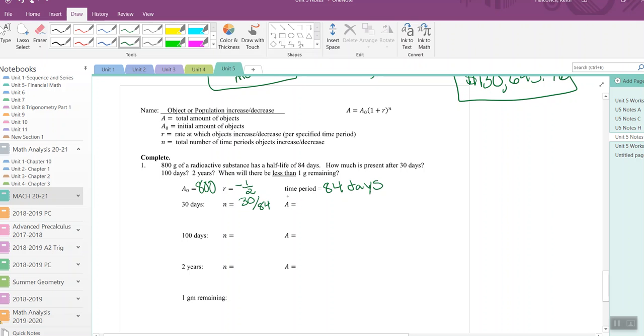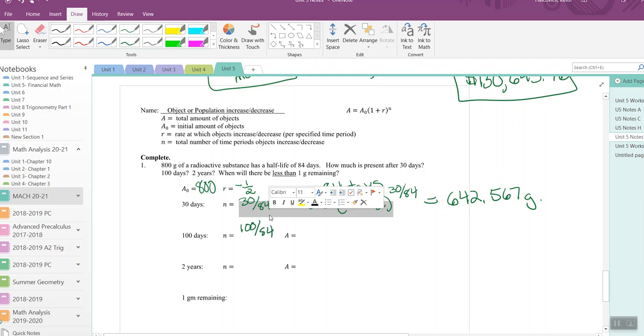And our ending amount, the equation would be 800, because that's your initial amount, times 1 plus negative 1/2 to the 30 over 84 days. So when you put that in your calculator, you get 642.567 grams left.